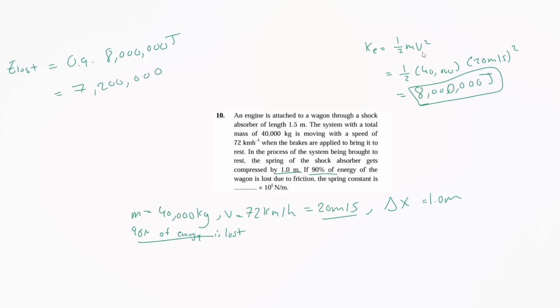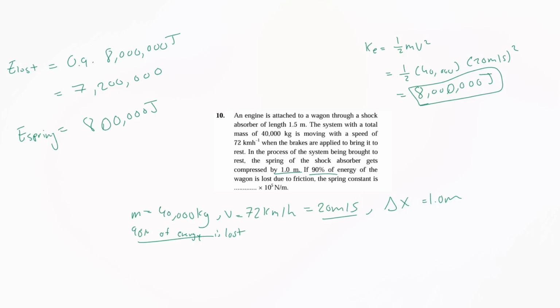All right. So from there, we can figure out that the remaining energy in the spring should just be 800,000. So I'm going to write E spring is equal to 800,000 joules.